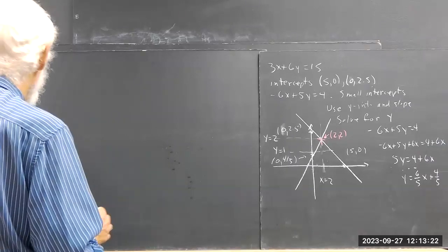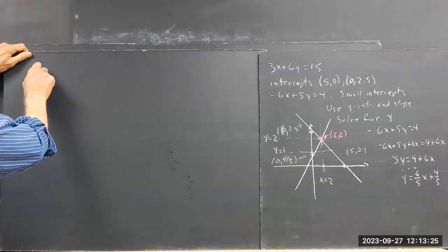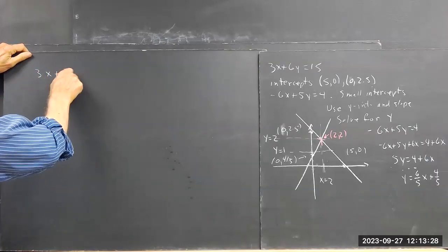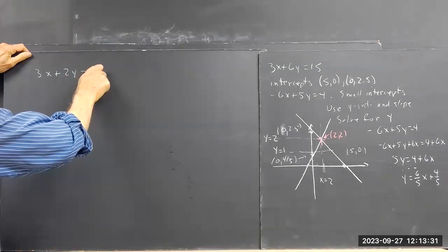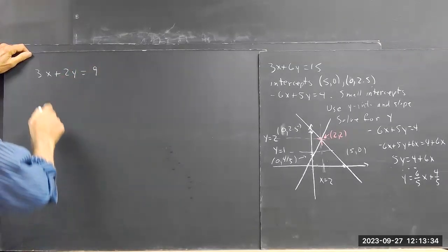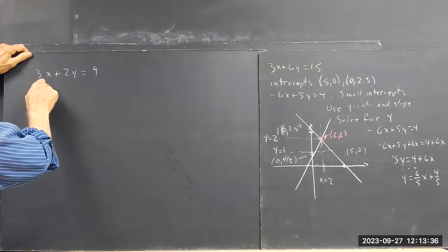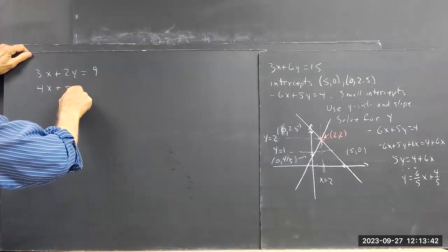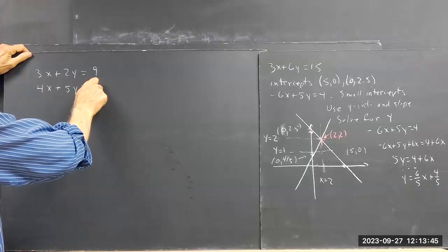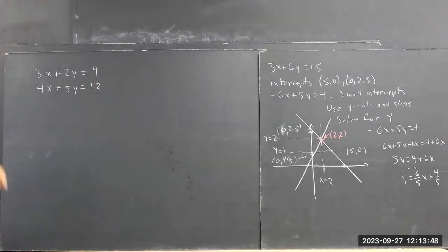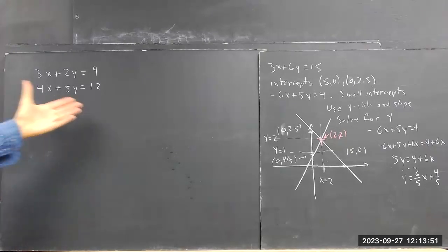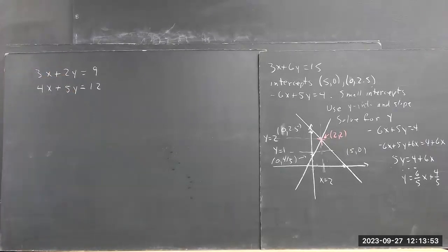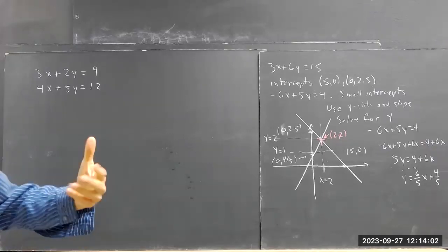Let's look at one more equation. We can do some elimination. Let's do 3x plus 2y equals 9. I'm not going to actually solve this. And then let's do 4x plus 5y equals 12. In order to eliminate either x or y, we're going to have to multiply both equations by different numbers, each equation by a different number.